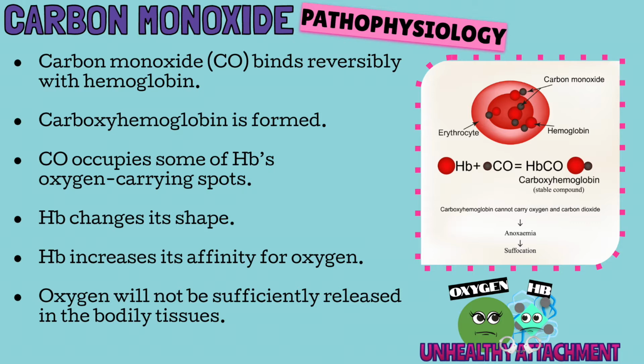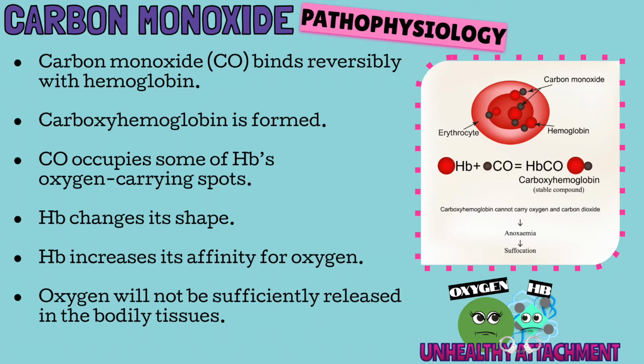Now we're going to walk through the pathophysiology of carbon monoxide poisoning. Carbon monoxide becomes poisonous as it builds up in the bloodstream. When carbon monoxide is inhaled, it binds to hemoglobin. Together, carbon monoxide and hemoglobin will form a compound called carboxyhemoglobin. Now, we know that hemoglobin carries oxygen, right? But carbon monoxide is going to occupy that space where oxygen would normally be carried.